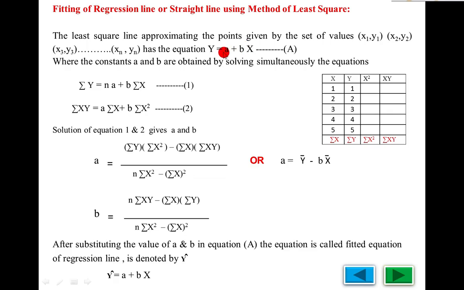So first we will find the values of a and b, and you know that for two unknowns we require two equations. This is the rule of mathematics. If you have two unknowns we require two equations. If you have three unknowns we require three equations for the values of the unknown terms.